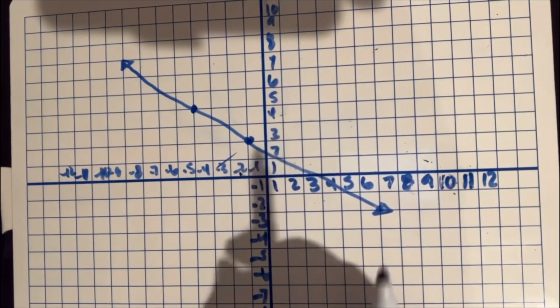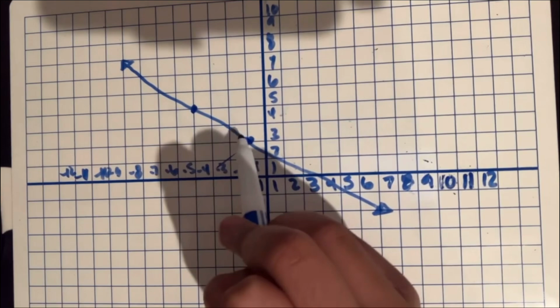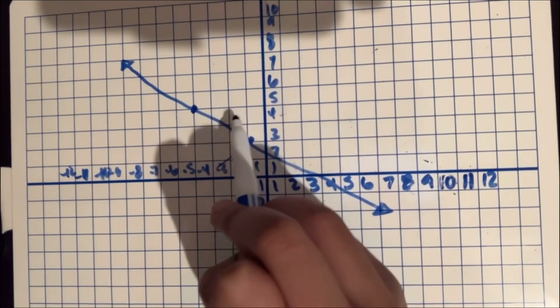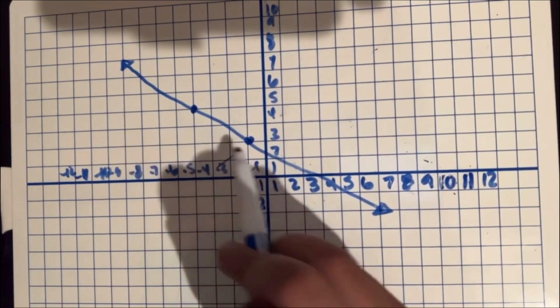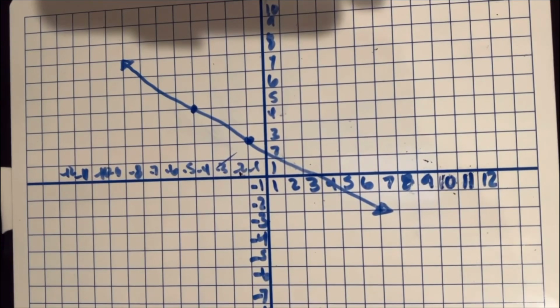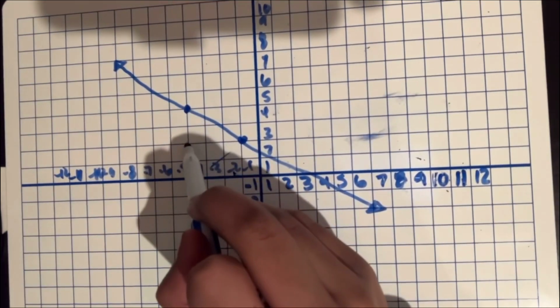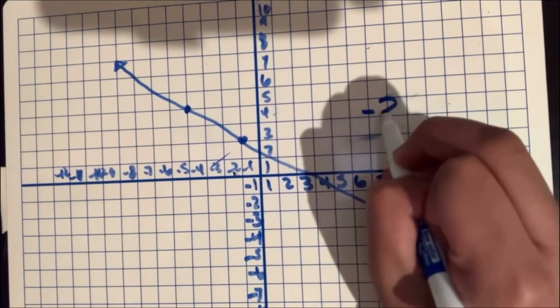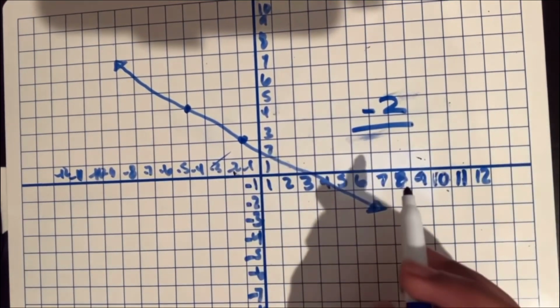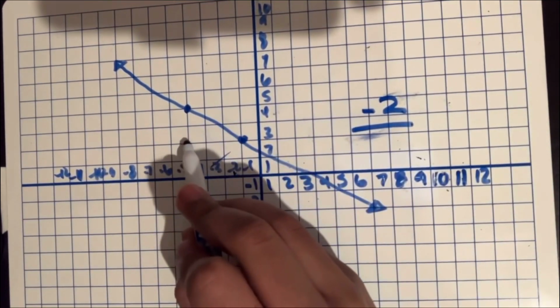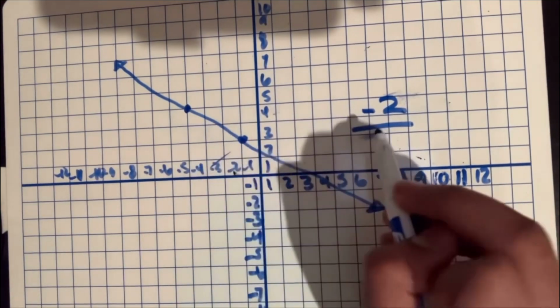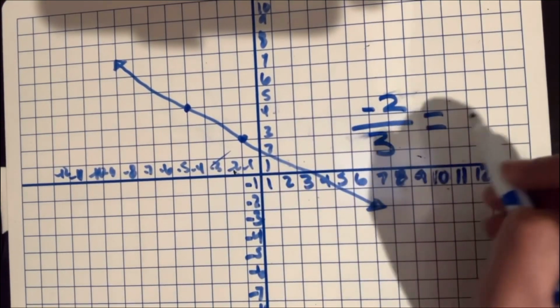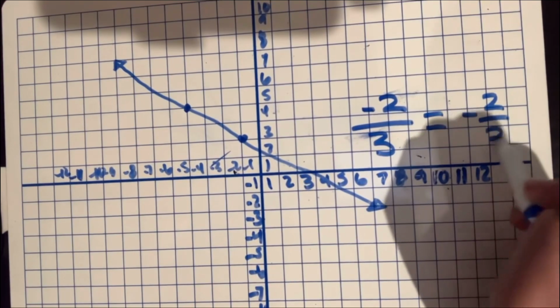Since this is a negative slope, we're not going to rise up to find the points, we're going to rise down. Make sure that you find out what type of slope it is before you start graphing. 1, 2 units. Our rise is going to be -2 because we went down. Now, our run, 1, 2, 3 units. So our slope is going to be -2/3.